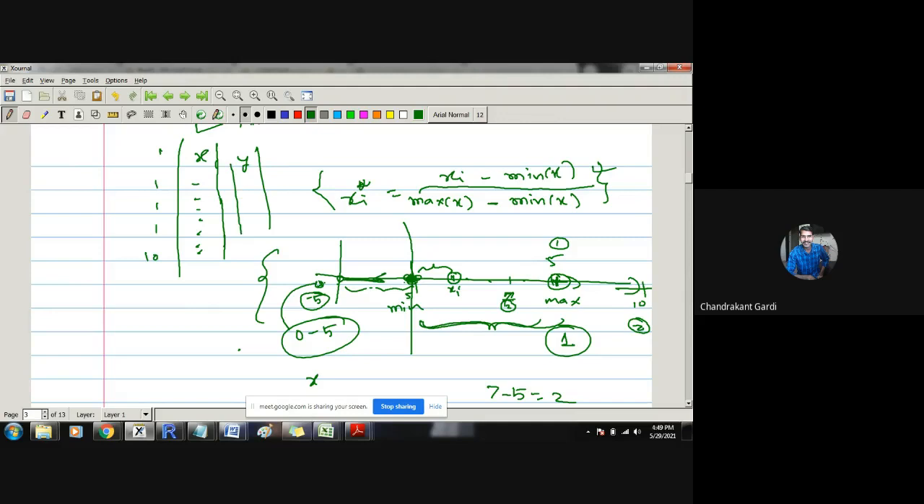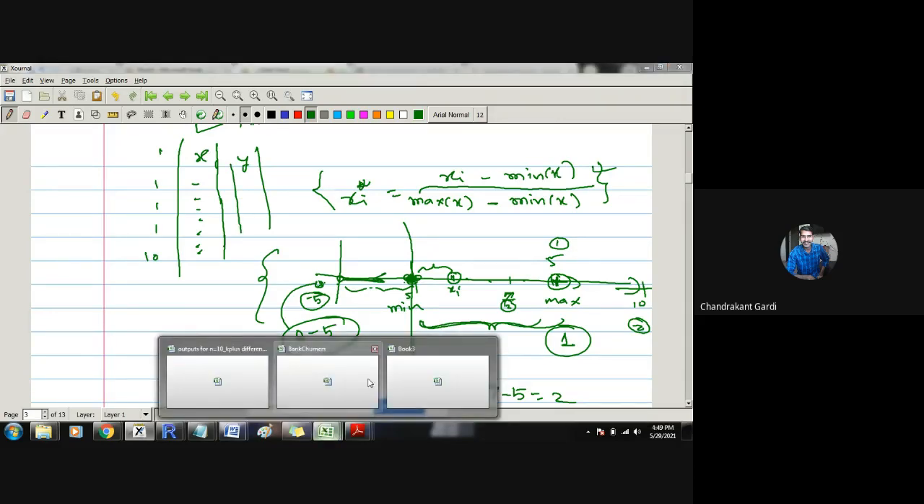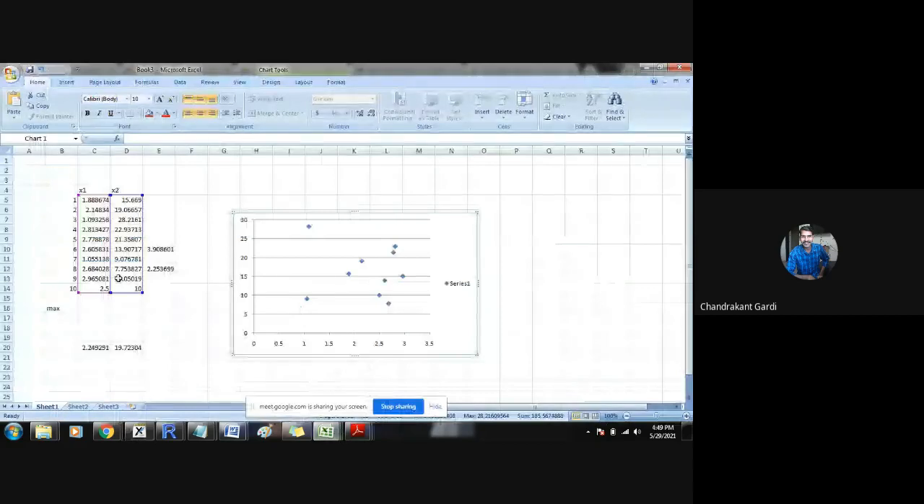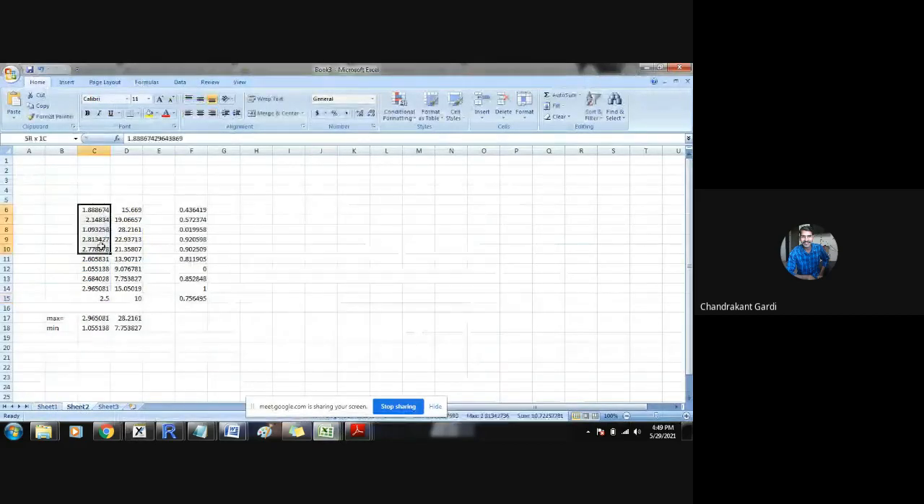The same thing will be performed on y. Now suppose we have a data set. I have copied the same data here. This is the data on the x1 variable and this one is on the second variable. Here you can see I have calculated the maximum and this is the minimum. Again, this is the maximum of x2 and minimum of x2.